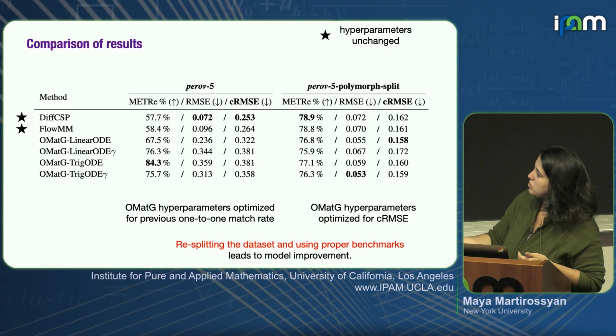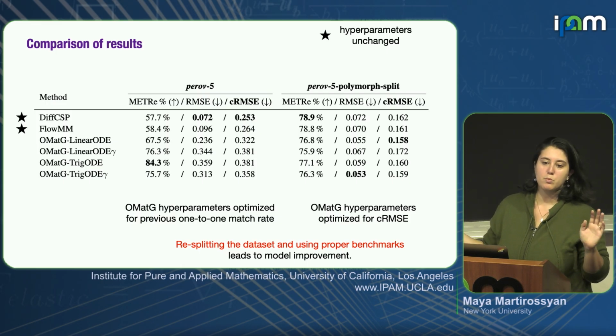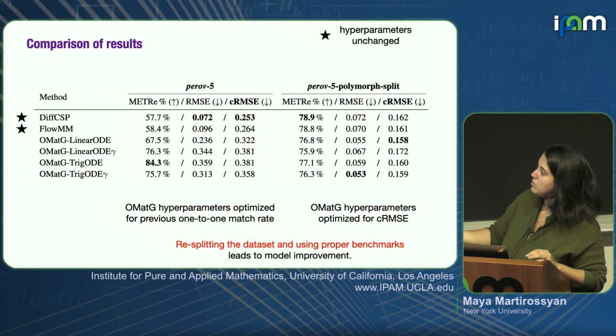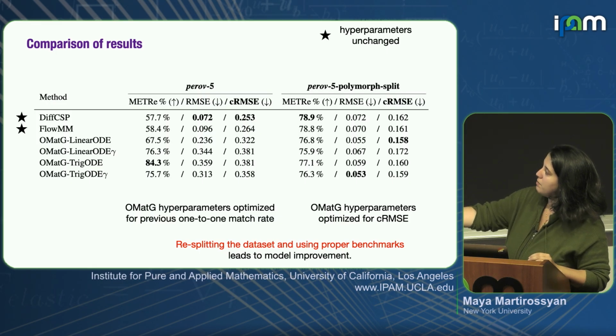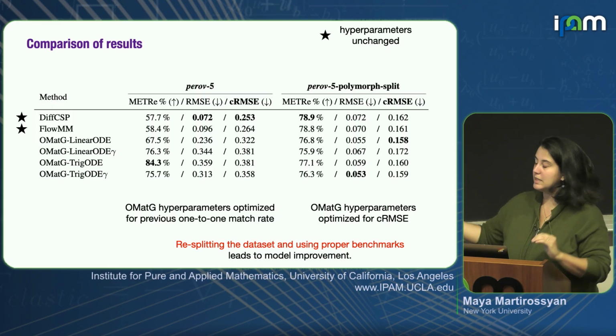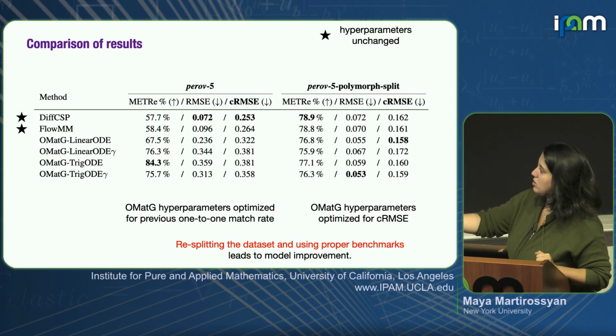So this is our old results, and these are the new results. I'm going to put stars on these two models because we did not change any hyperparameters. If you want the most apples-to-apples comparison, you would look at these top two rows. This is our adjusted match rate, and this is our corrected RMSE that I very quickly mentioned. You can see the match rate jumps up by about 20% from these models to these models. Again, same model, trained on the same data, just split differently. And this corrected RMSE also improves from this one to this one.